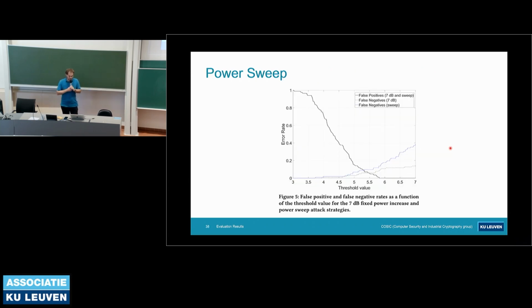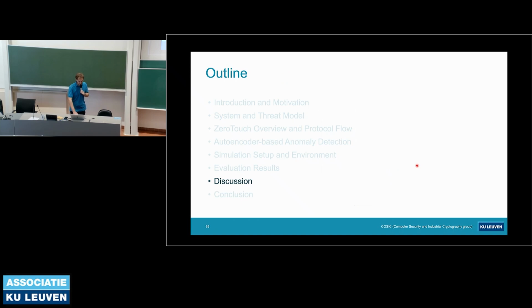So what about the power sweep? This was for 7 dB. We only noticed around a 5 to 10% decrease in false negatives. False positives are obviously the same because they're only based on the inside devices, which are behaving properly. So the actual power sweep does not improve the attack that much for the attacker.